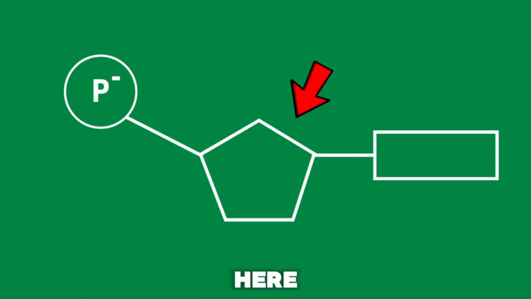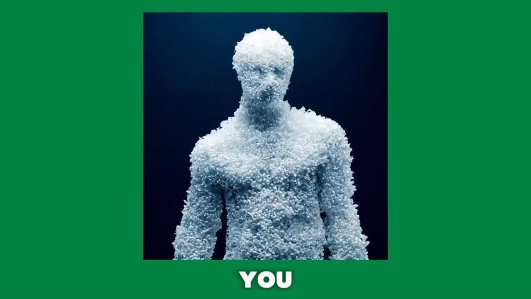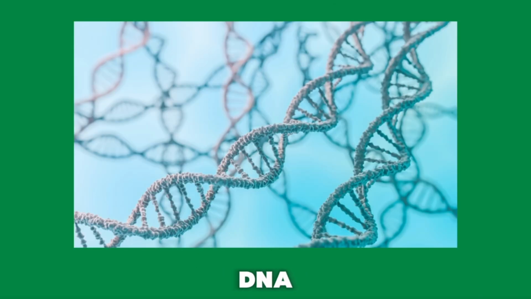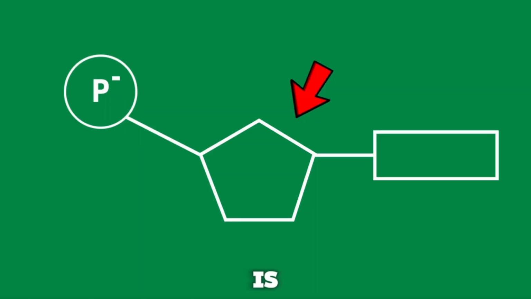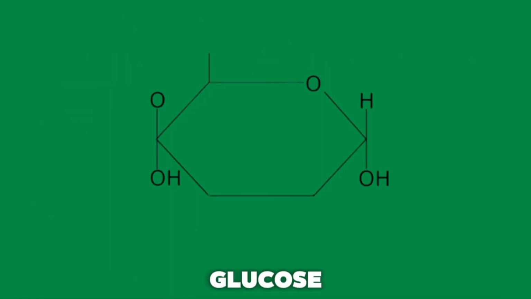Now, this bad boy here is a special type of sugar, okay? And yeah, your life is a lie. You are basically made out of sugar, okay? All your DNA is made of sugar. So yeah, this guy is a sugar, and we call it deoxyribose. Now, this little guy here is a bit different from glucose, and I'll show you why.